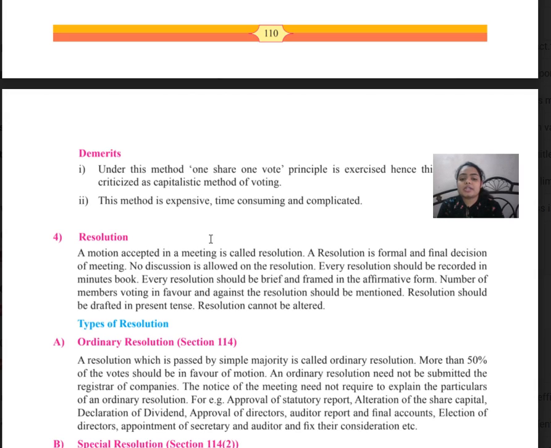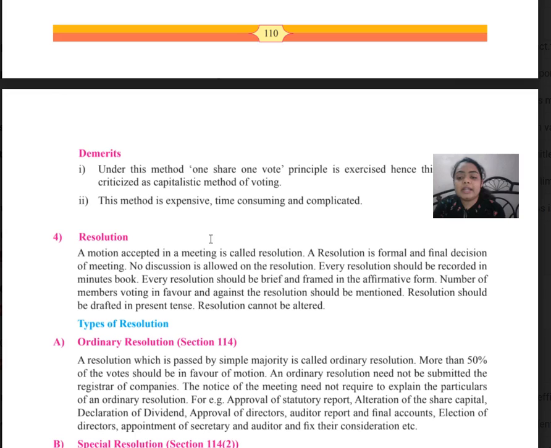No discussion is allowed on the resolution. Every resolution should be recorded in the minutes book. Every resolution should be brief and framed in the affirmative form. The number of members voting in favor and against the resolution should be mentioned. A resolution should be drafted in the present tense. A resolution cannot be altered.